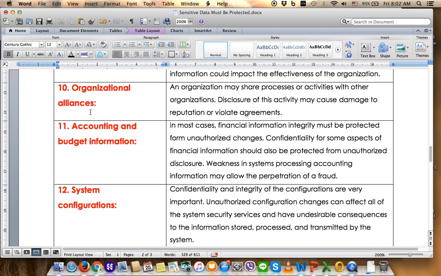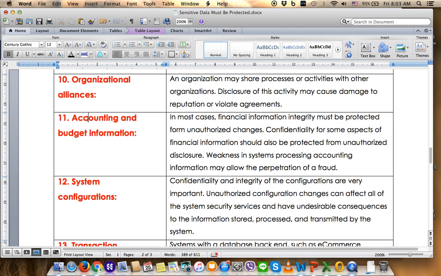So number 10 is organizational alliance. This is related to partnerships or business partners. So we need to ensure that activity with other organizations has restricted access, and we need to protect the integrity of the data.